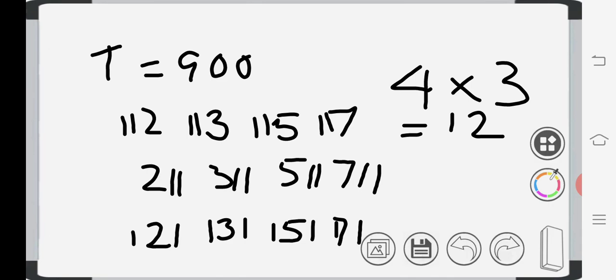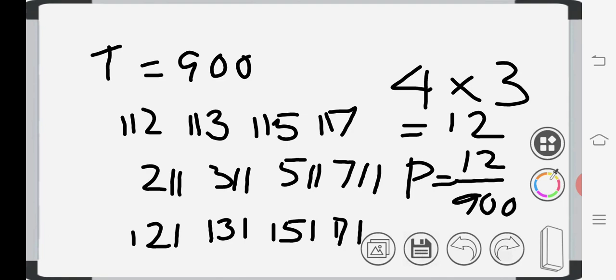And total number of 3-digit numbers is 900. So probability is equal to 12 out of 900.